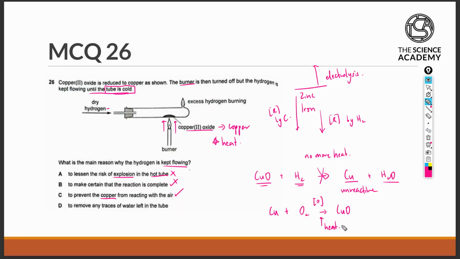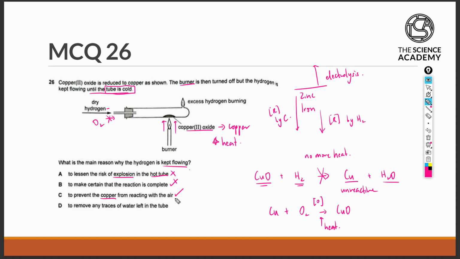Therefore, we need to continue supplying hydrogen gas into the tube so that no oxygen gas can enter to react with the copper in the presence of heat. Only when the entire tube is cool can oxygen start to enter, because without heat, copper will not react with oxygen. Therefore, statement C is correct.